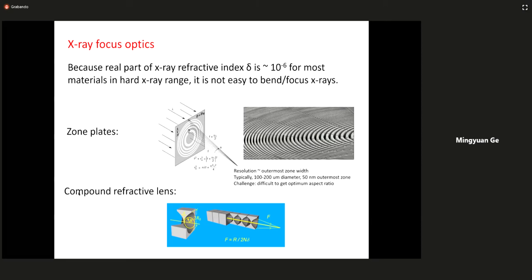And the second focusing optic is called a compound refractive lens. It also makes use of the phase, as the beam propagates through materials with a different geometry like this one. Here we will focus on the zone plate part.